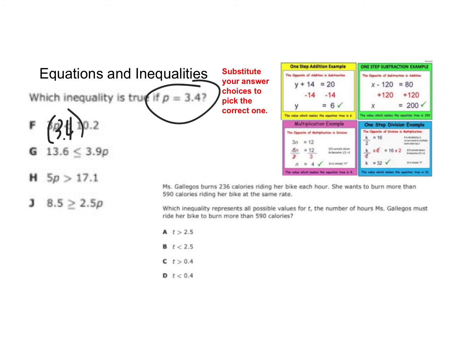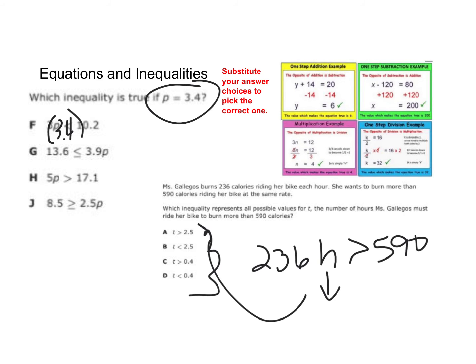Here they're giving you 2.5. So basically you're going to see how many times she wants to burn more than that. So 236 calories per hour, and she wants to burn more than 590. So here, you're going to substitute it with the answer choices right here. So make sure that you're doing that. You're not doing the 3. That is when you're finding equivalent expressions. This one is just to find which one is the correct value. So make sure you understand the difference between the two.